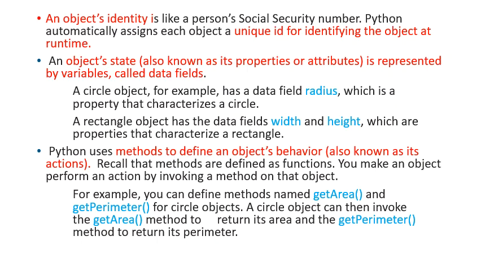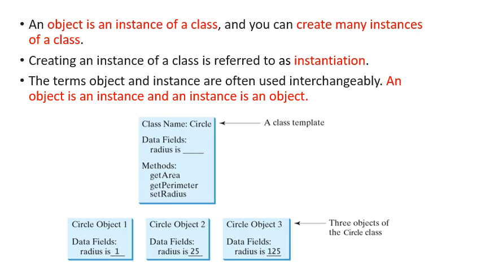Python uses methods to define an object's behavior, also known as its actions. Recall that methods are defined as functions. You make an object perform an action by invoking a method on that object. For example, you can define methods named getArea and getPerimeter for circle objects. The circle object can then invoke the getArea method to return its area and the getPerimeter method to return its perimeter.